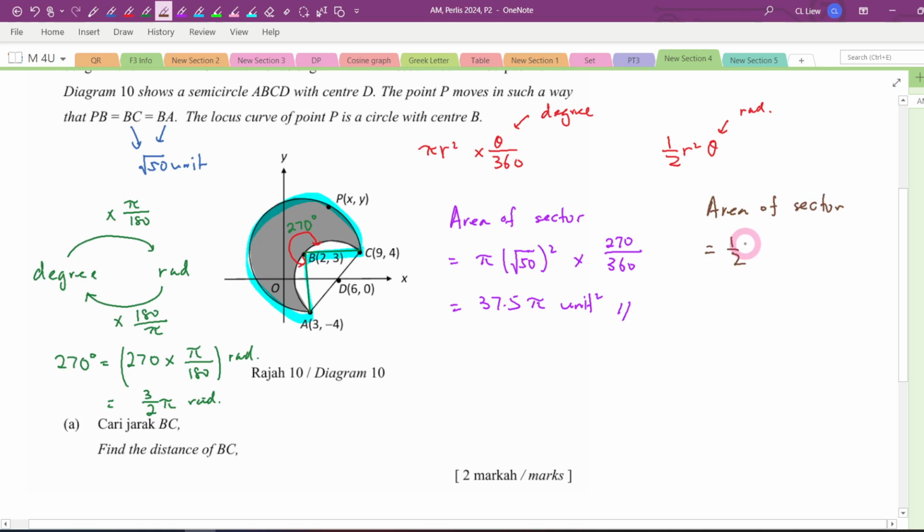One over 2 r squared theta. Theta needs to be in radian, which is 3 over 2 pi. Okay, still getting the same answer, which is 37.5 pi square unit.